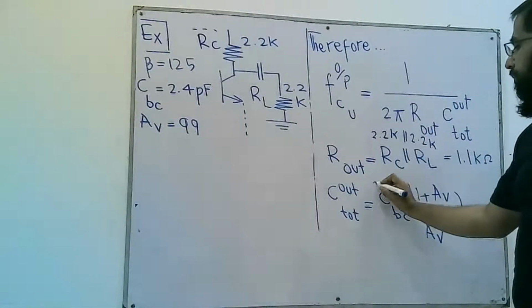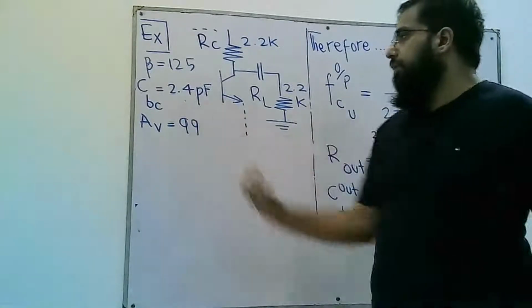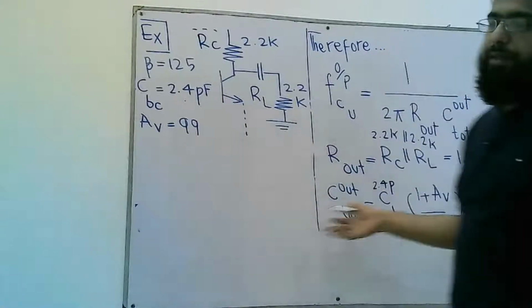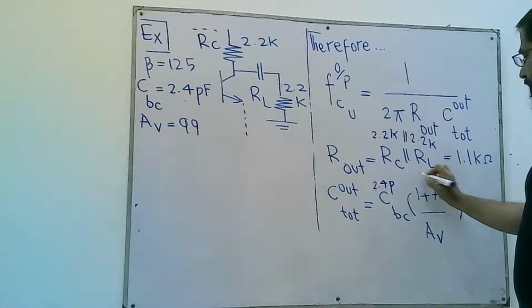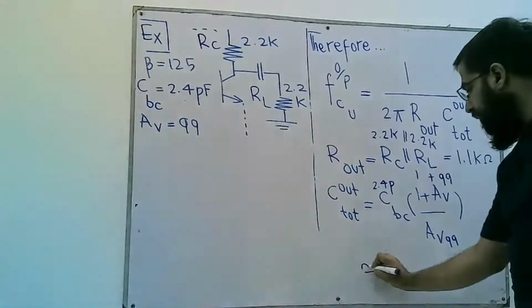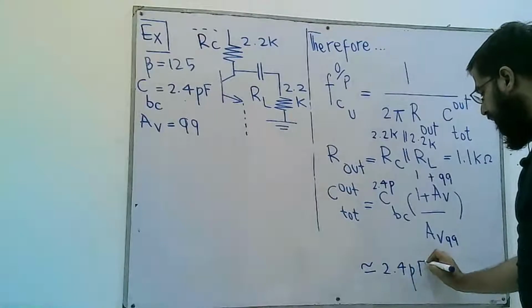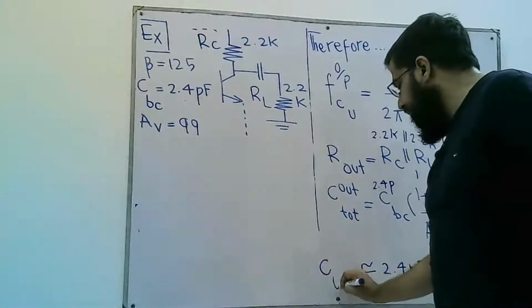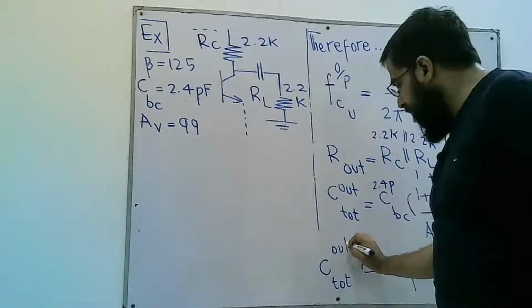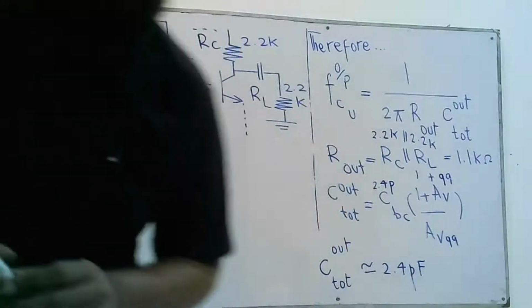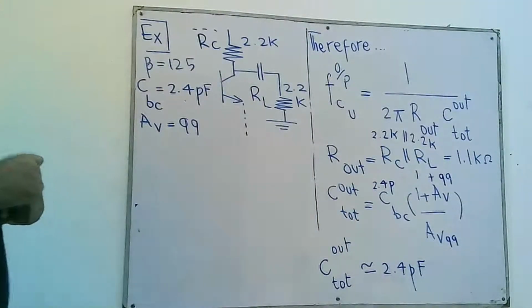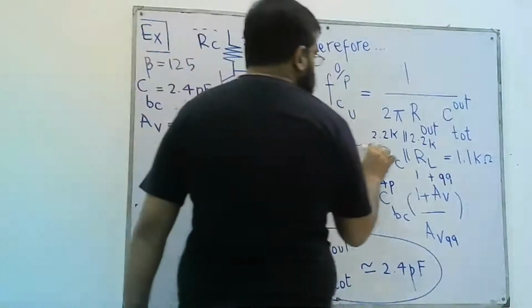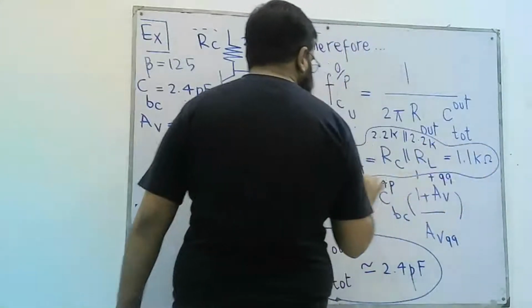The CBC is 2.4 pico. It's given. AV, actually, we computed AV in our last lecture. That came out to be 99. So 99 plus 1 over 99. So it comes out to be 2.4, approximately the same, because this ratio is almost 1. 100 by 99 is almost a 1. So now we have computed C out and we have computed R out.